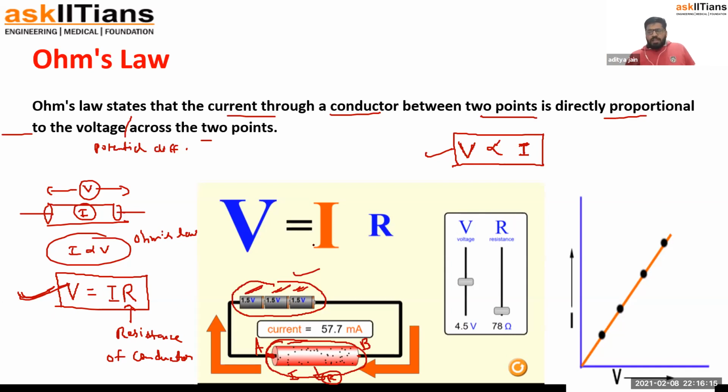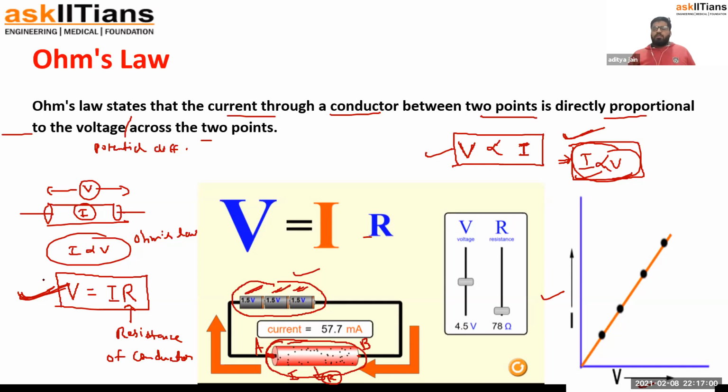And V is directly proportional to I, or you can say I is directly proportional to V. If you want to draw a graph between current and potential difference V, this is the graph shown here. Current is on the y-axis and potential difference V is on the x-axis. Whenever there is a direct proportionality, the graph is always a straight line. This was the experimental data observed, that the graph between I and V was a straight line. So we can say I is directly proportional to V, or V equals IR, where R is the resistance of the conductor. Is this clear? Thumbs up, guys.